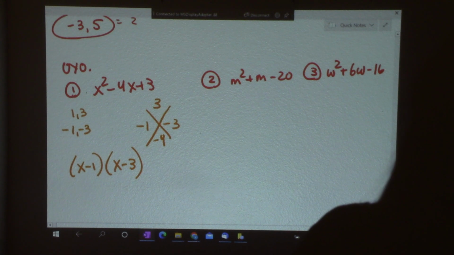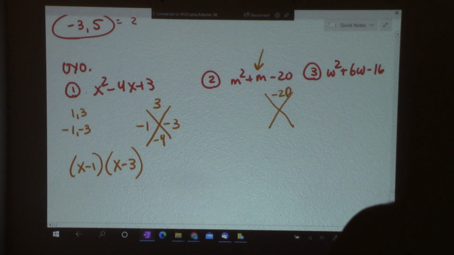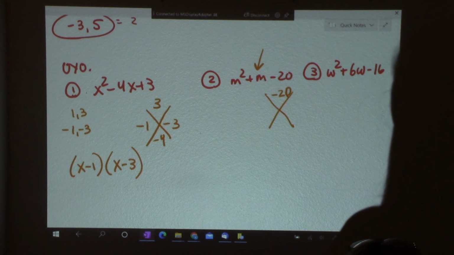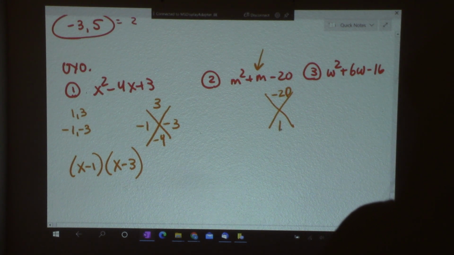Okay? All right, over here, I've got -20, whoops, and there's nothing in front of the m. So when there's nothing there, I know I just have an m, 1m. So I'm going to put a 1 down here.